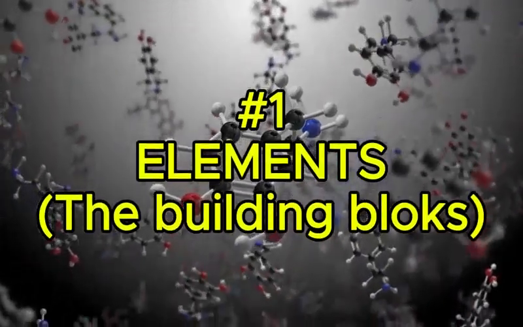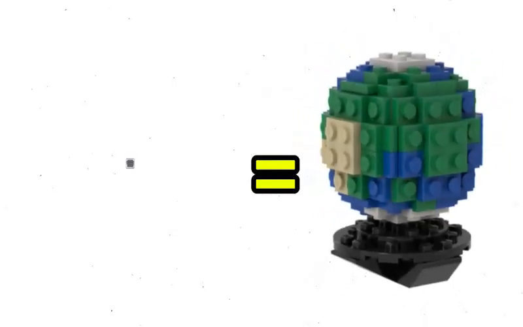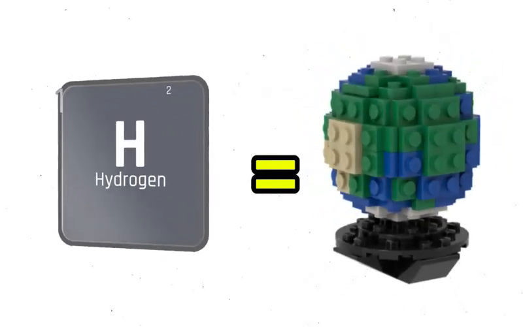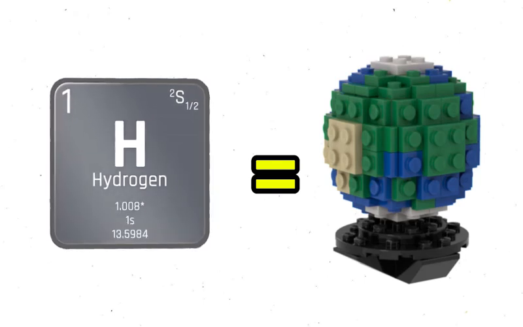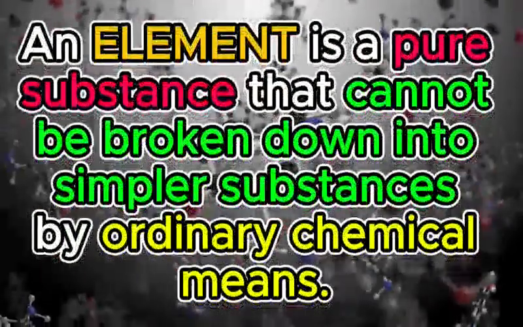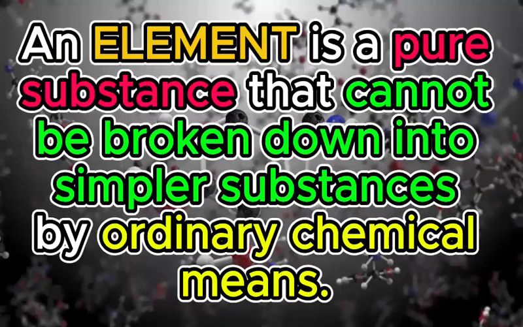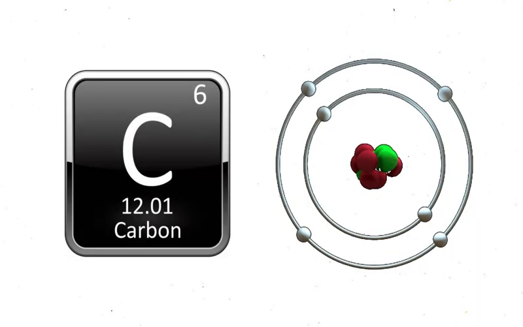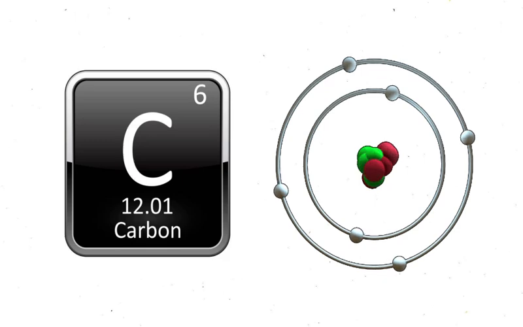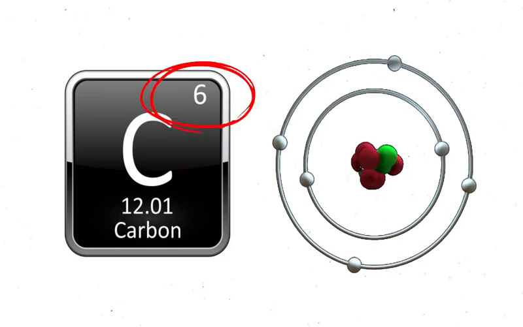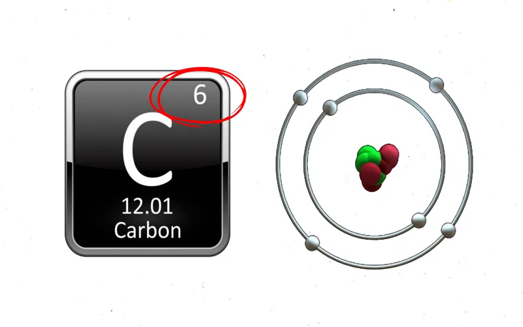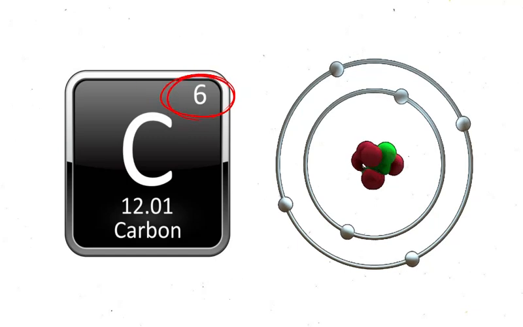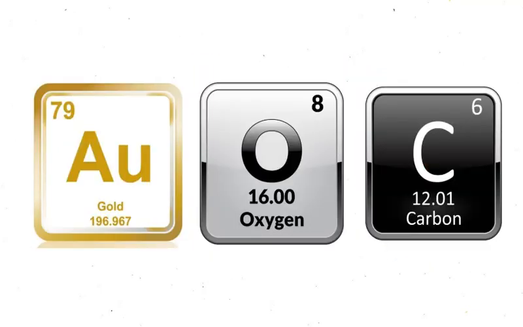1. Elements. The building blocks. Let's begin with elements. Imagine them as the most fundamental Lego bricks in the universe. An element is a pure substance that cannot be broken down into simpler substances by ordinary chemical means. Each element is defined by the number of protons in its atoms, known as its atomic number. They are the unique, unchangeable foundations from which all other matter is built. Example: gold, oxygen, and carbon.